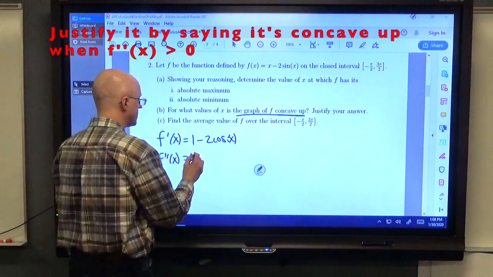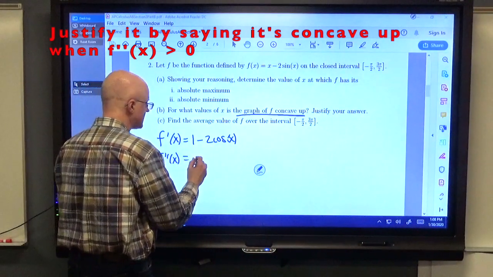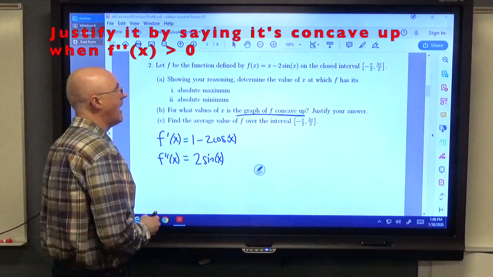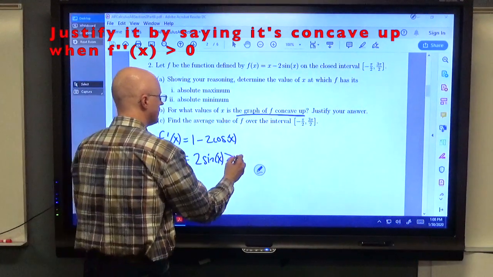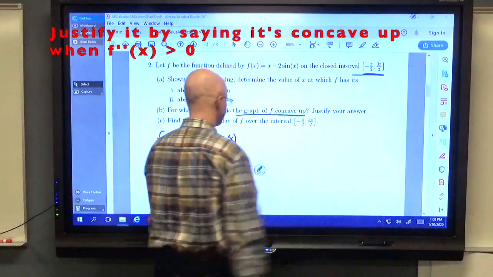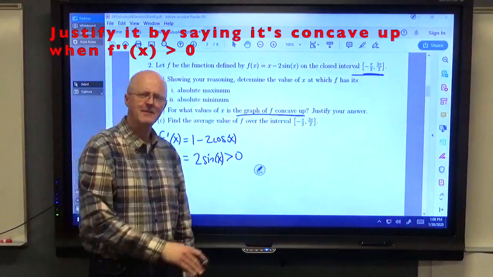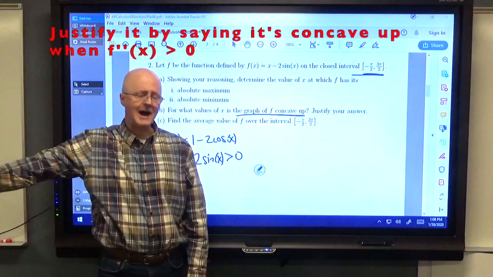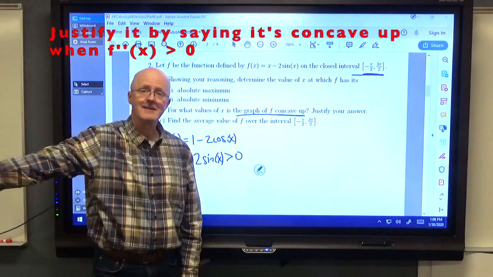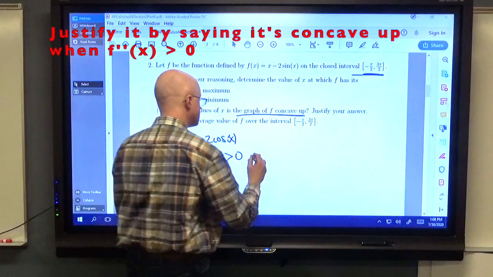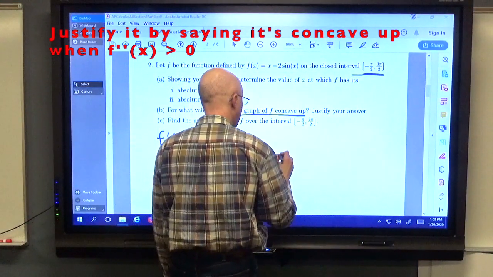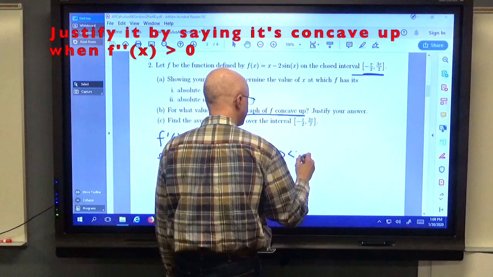The second derivative is going to be 0 plus 2 sine x. And on this interval that we're concerned about here, that's positive, again, thinking about the unit circle, between 0 and pi. Yeah, 0 and pi. This is positive. The sine is the second coordinate on the unit circle when x is between 0 and pi.